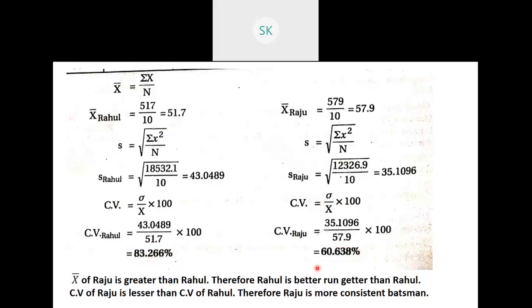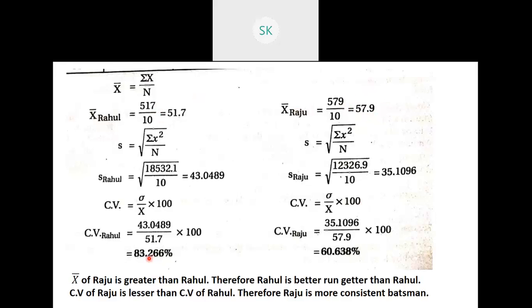Now, you would have solved the problem, but if you don't write the conclusion, that does not complete the answer. So be very, very careful and attentive to write the conclusion. The conclusion is the main part of the answer. What they are saying is X bar of Raju is more than Rahul. So Raju is the person who will get more runs.